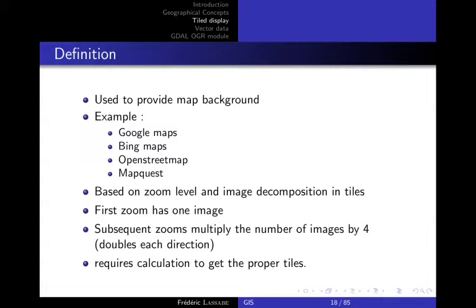So in the first zoom you only have one image for the whole Earth, and each subsequent zoom will multiply the number of images by 4. So you multiply by 2 in each direction. And then you use some calculation to get the proper tile numbers that you want to display on your computer.